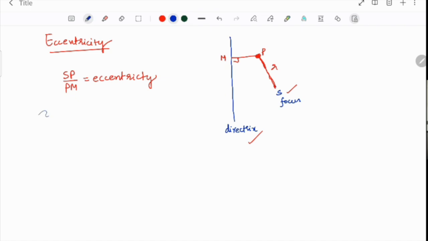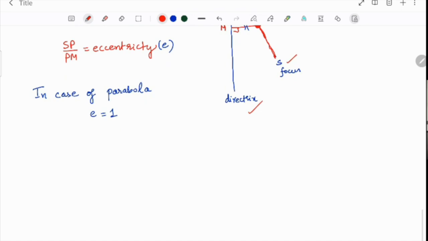What is eccentricity in case of parabola? 1. Yes, 1, because in case of parabola, SP and PM are the same. So in case of parabola, eccentricity is equal to 1. Eccentricity is denoted by the letter E. More discussion on eccentricity we will do in the upcoming chapters, that is in ellipse and hyperbola. Right now, this is sufficient.